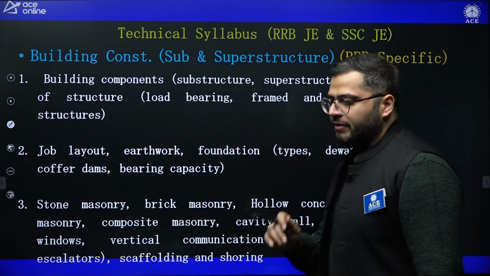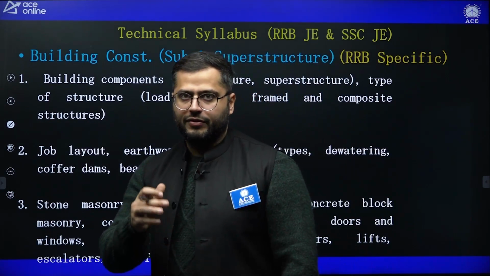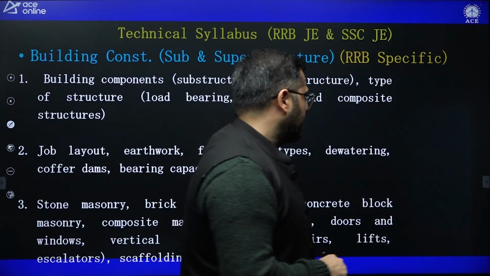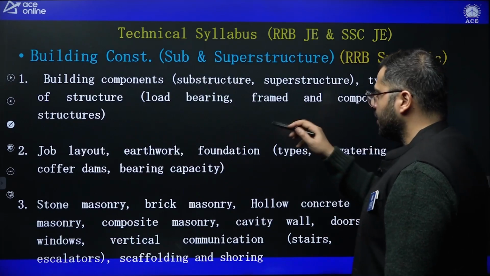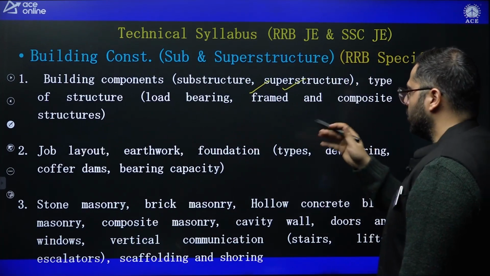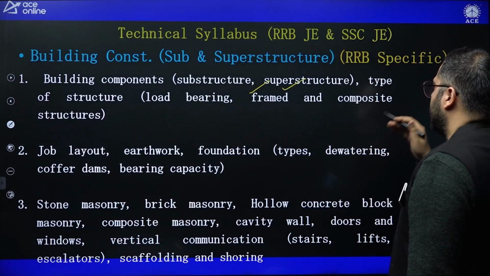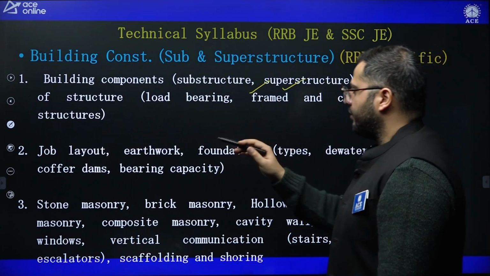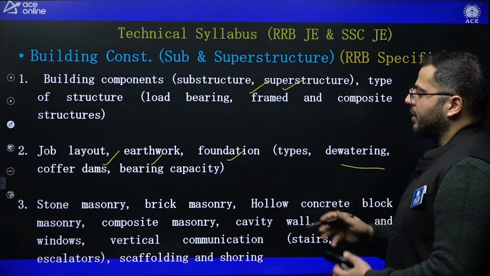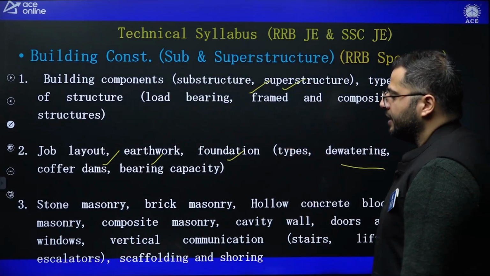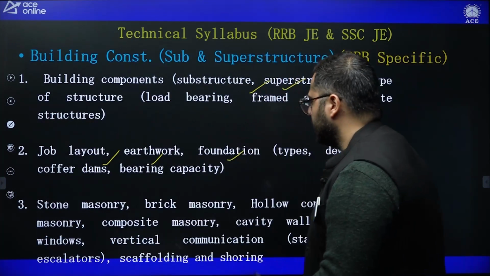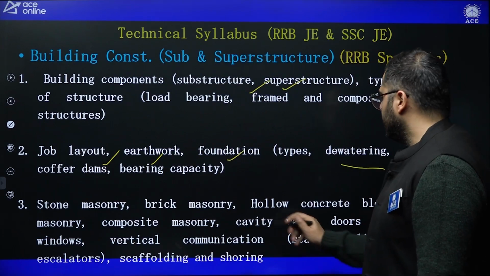Now I will state some extra topics which are to be covered for RRB JE, which are not mentioned in the SSC JE syllabus for civil engineering. Now see, building components like substructure and superstructure, every component is to be studied. Load bearing, framed and composite structures. After that, job layout, earthwork, foundations, types, dewatering, coffer dams, bearing capacity, stone masonry, brick masonry. It is covered obviously in building materials, but here it is mentioned separately.